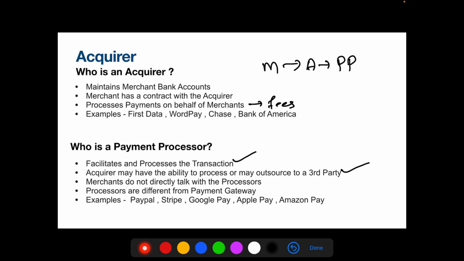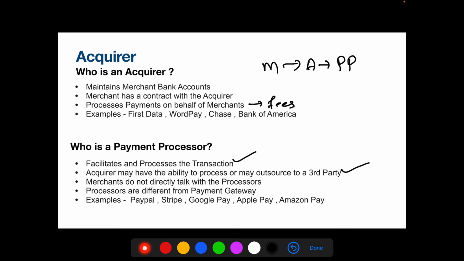Merchants do not directly talk with the processors. Usually, the merchants do not directly deal with the processors. They don't need to know who the processor is. Their job is just to communicate with the acquirer, and then the acquirer does the communication part with the processor on behalf of the merchant.